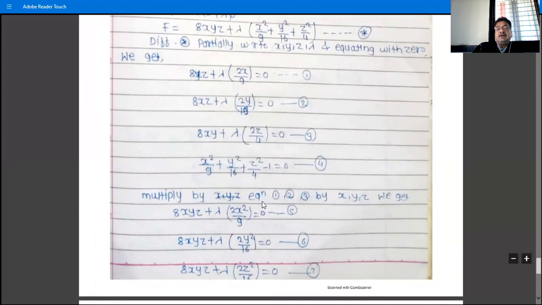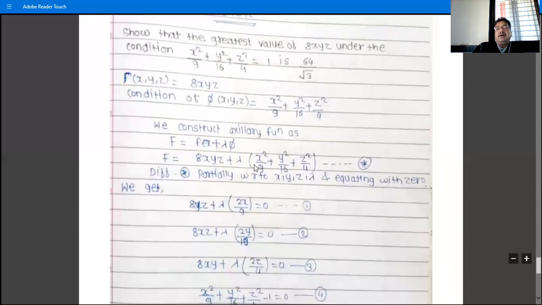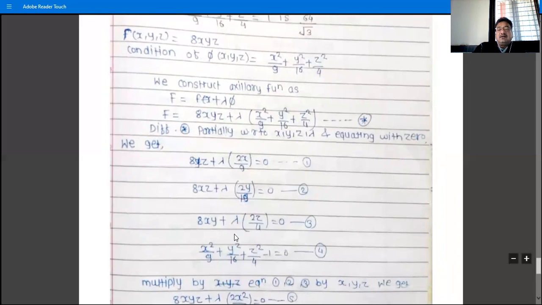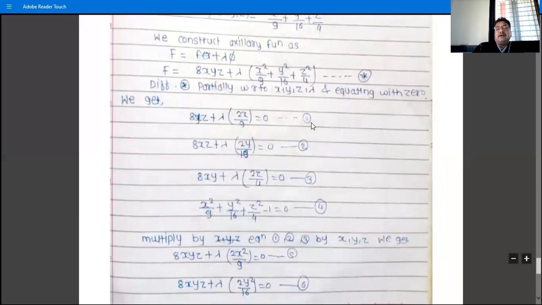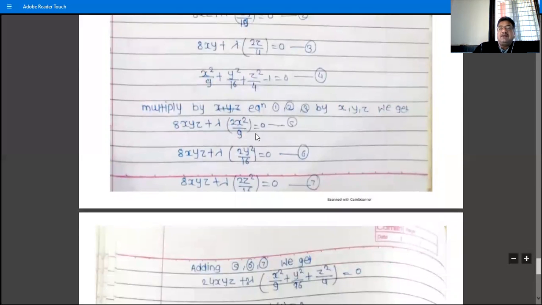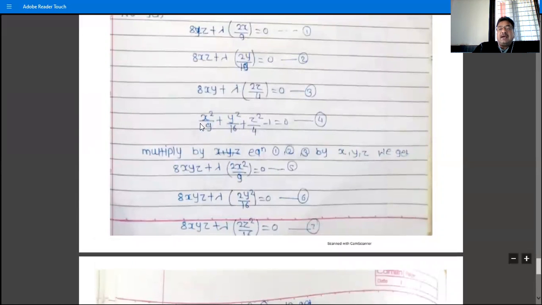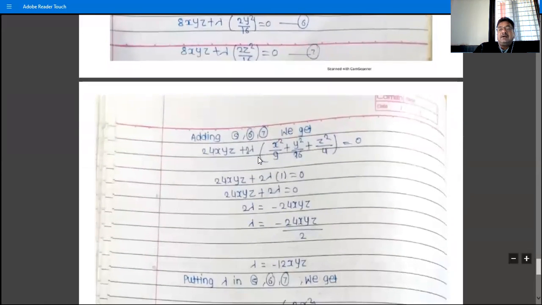So what is the second method from this step? Up to this, every problem is similar. The problems of greatest or maximum or minimum value of a three variable function are the same up to this step, that is, write the auxiliary function and differentiate partially with respect to x, y, z. Then from this step, we apply the second method for this example, that is multiplying equations 1, 2, 3 by x, y, z and adding. If you multiply 1, 2, 3 by x, y, z, we have 5, 6, 7, and adding these, what do we get?